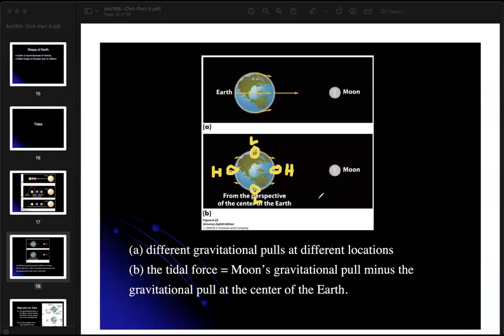And as the Earth spins, and the moon pretty much remains in that same place, doesn't move a lot, but the Earth spins one full circle, then the different regions of the Earth go through these high tide and low tide, and that's why twice a day there's high tide and twice a day there's low tide.